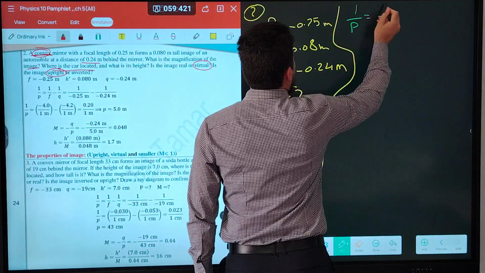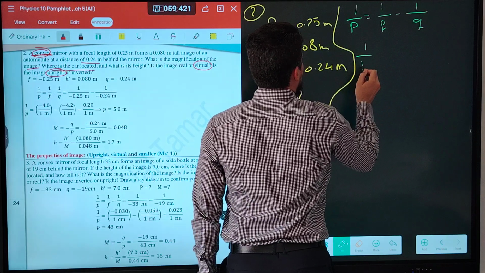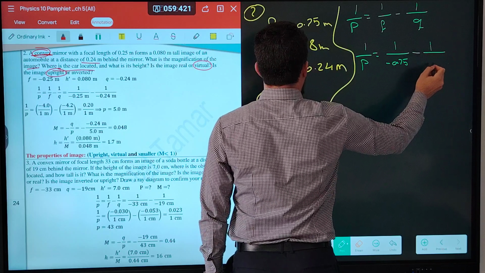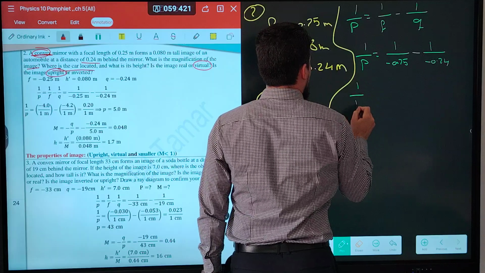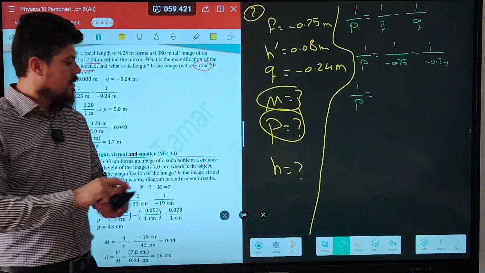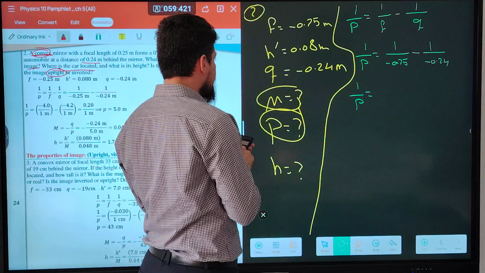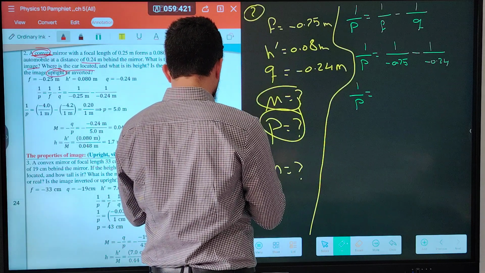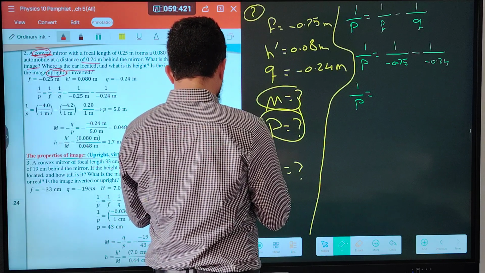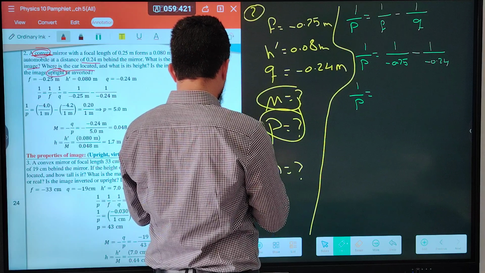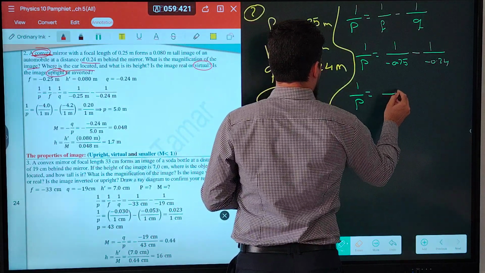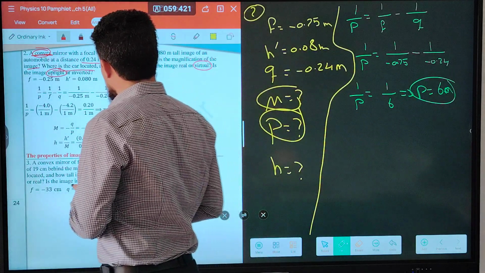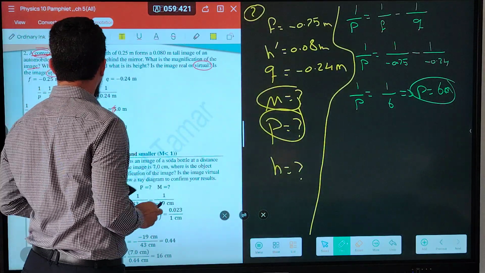1 over P is 1 over F minus 1 over Q, 1 over negative 0.25 minus 1 over negative 0.24. 1 over P is equal to what? 1 divided by negative 0.25 minus 1 divided by negative 0.24. I got 1 over 6. P is equal to 6 meter. So the object is located at 6 meter.